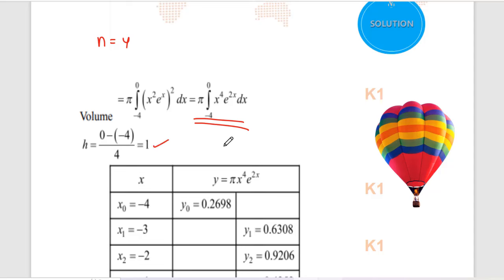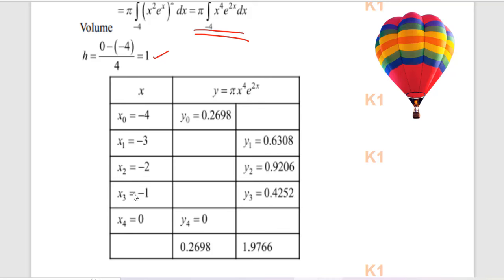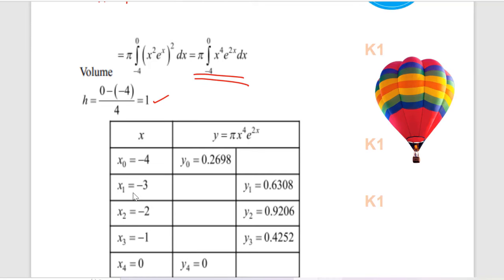Okay, x0 kita akan bermula dengan a lah, negative 4. Dan h dia adalah 1, so x1 equals to negative 3, x2 equals to negative 2, x3 equals to negative 1, and x4 equals to 0. Mesti sampai 0. Daripada sini kita boleh dapatkan y, function dia adalah x power of 4 exponent to x, ataupun boleh masukkan sekali dengan pi, supaya senang nanti terus masuk dalam formula, tak perlu darab lagi dengan pi. Tapi kalau awak tak masukkan sekali dengan pi, nanti final answer awak kena darabkan dengan pi lah.